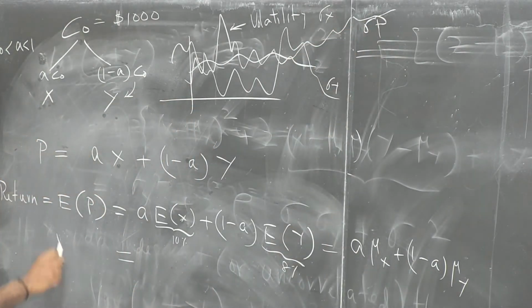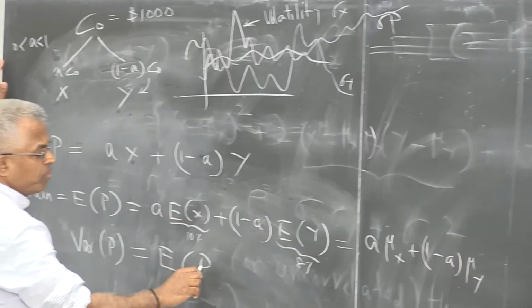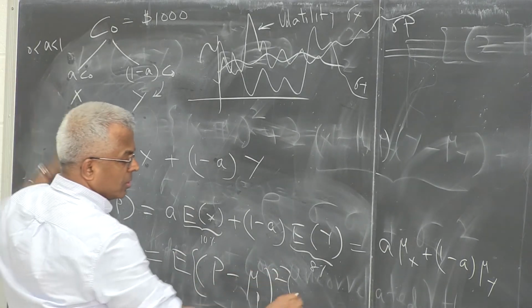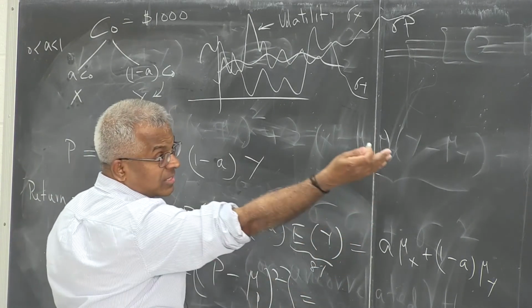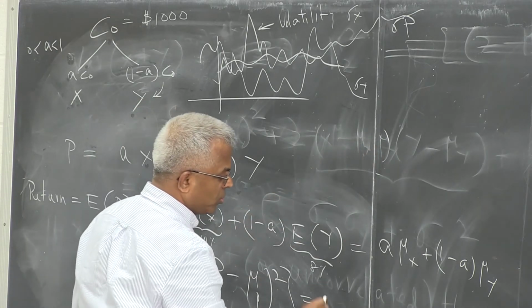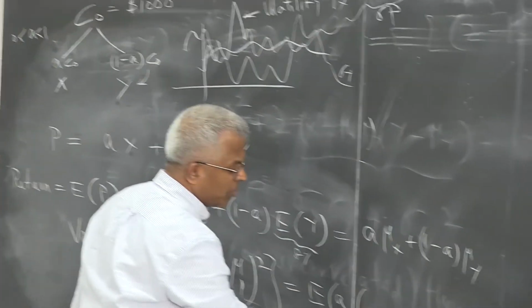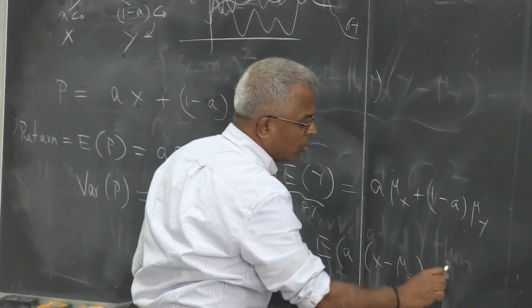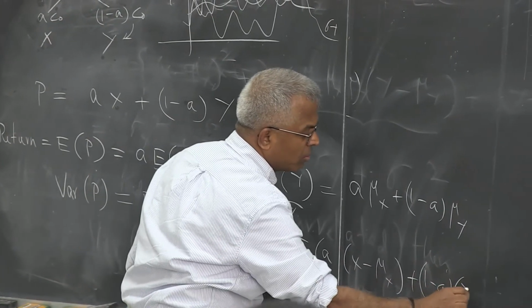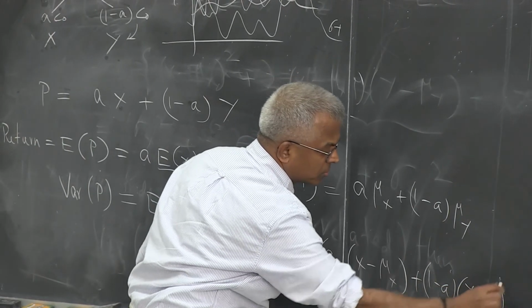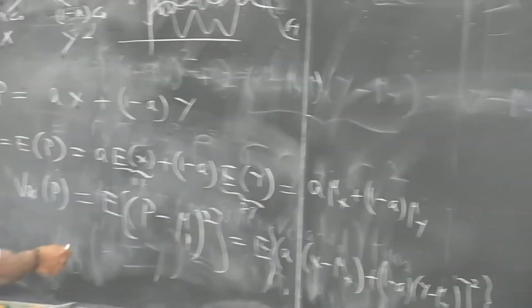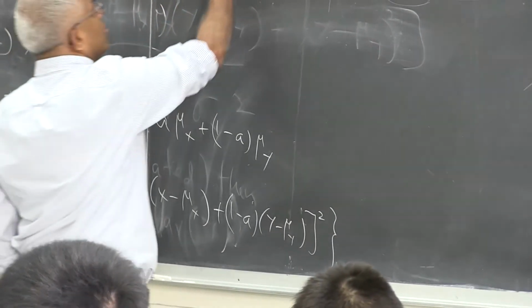So let's compute the variance of the portfolio. That's the expected value of (P minus mu P) the whole squared. Let me substitute for P. It's exactly the same problem, right? So this is going to be the expected value of A multiplied by (X minus mu X) plus (1 minus A) multiplied by (Y minus mu Y), squared. Once you substitute and expand, what will you get for the variance of P?